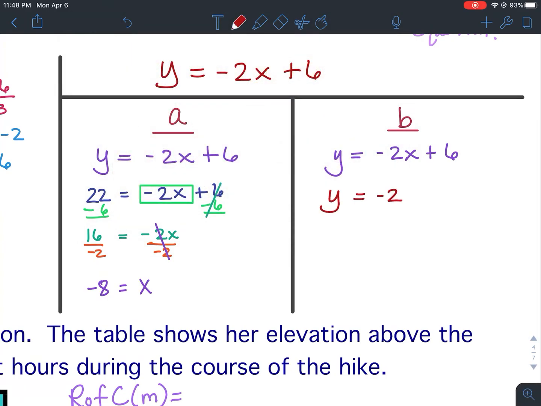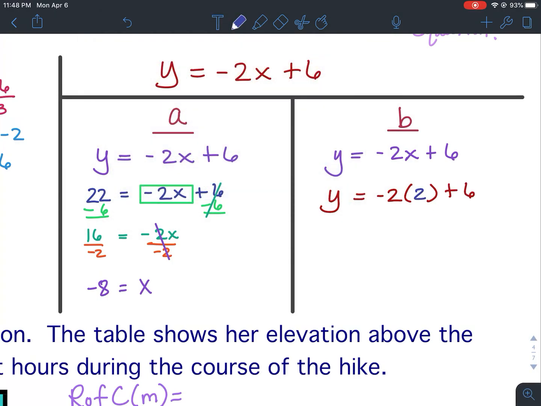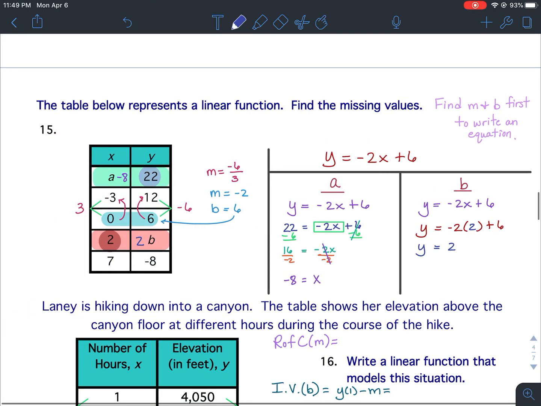y equals negative 2, and for the x, I'm going to put positive 2. Negative 2 times 2 is negative 4. Negative 4 plus 6. And guys, if you're using your calculator, just put it all in your calculator at once. That would give us positive 2. So that means b is positive 2. So my final answer: a equals negative 8, and b equals 2.